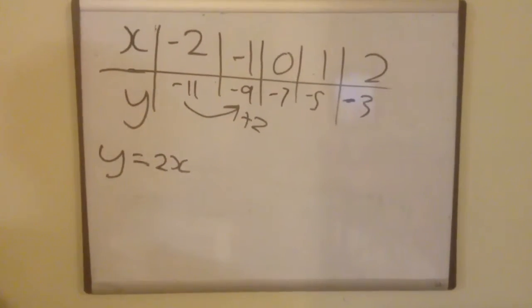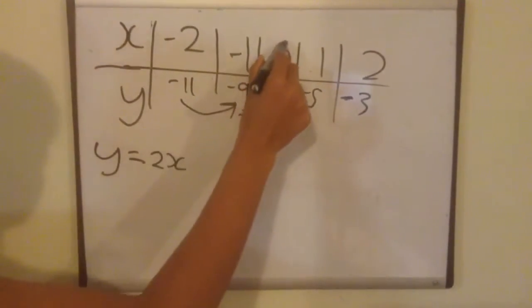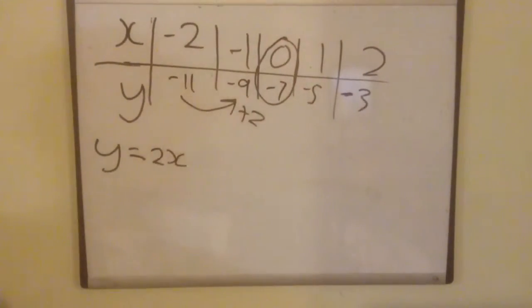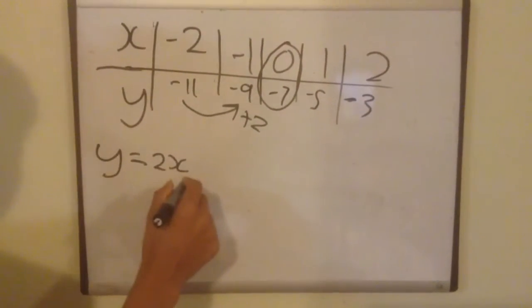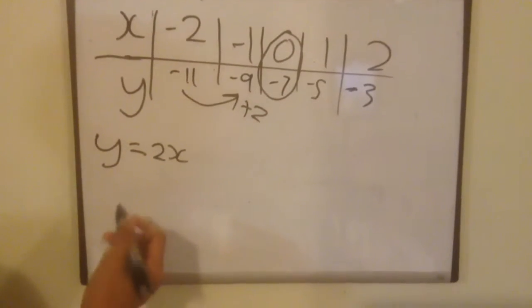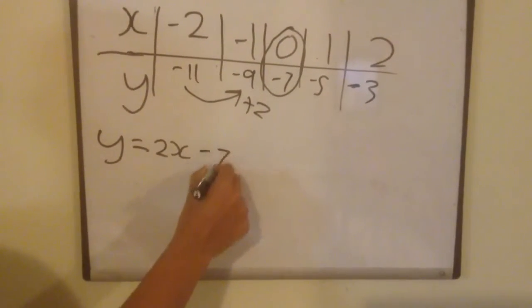Now, we'll look for another obvious one. So here we see 0 and minus 7. So, we can tell that there is a subtract 7 in the equation. We'll note this down as minus 7.